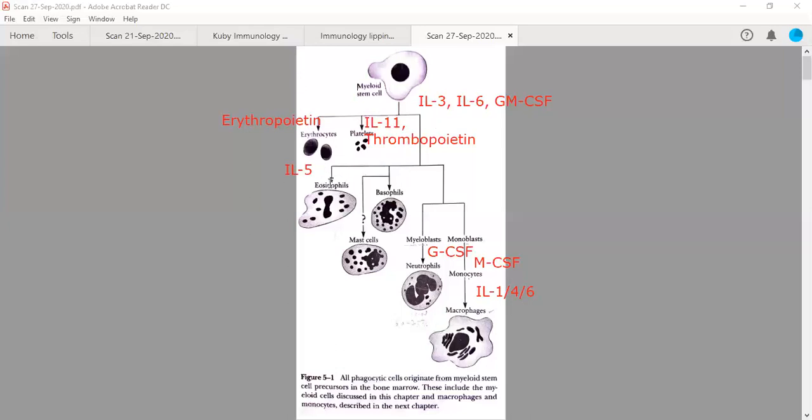If there is interleukin 5, eosinophils will result, and in the presence of granulocyte colony stimulating factor, neutrophils, and monocyte colony stimulating factor, the monocyte will be synthesized. Monocytes will come out of the blood circulation, and they will be differentiated into macrophages when they are present in the tissues, in the presence of some other chemical signals called interleukin 1, 4, and 6. Okay, so that's how these cells will result.